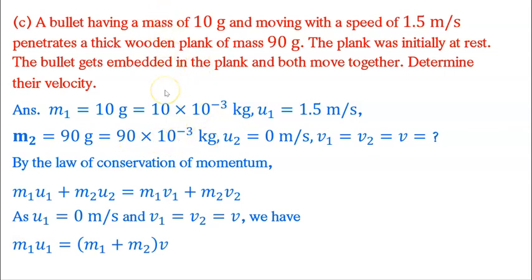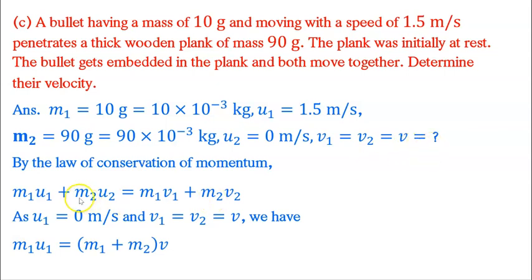The wooden plank means the thick wooden plank considered here. Initially the plank was at rest, and therefore we take its initial velocity u2 is equal to 0. The bullet hits the thick wooden plank, and both the plank and the bullet move with the same velocity. Therefore the final velocity of the bullet v1 and the final velocity of the thick wooden plank v2 are the same.